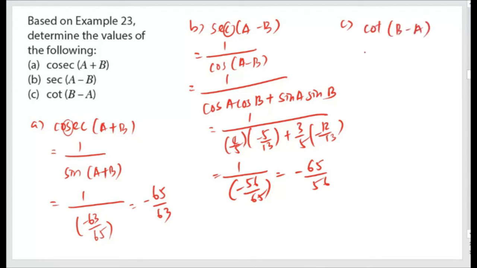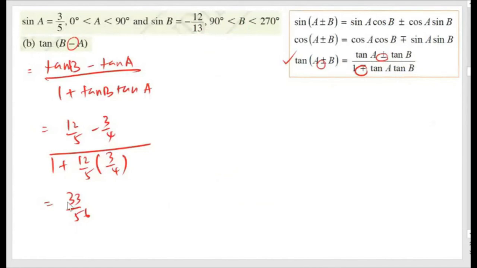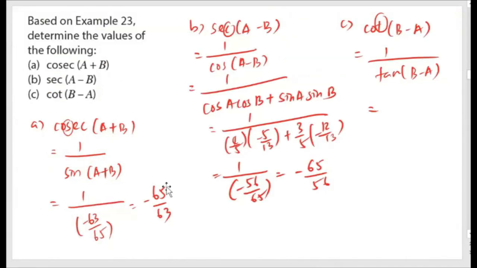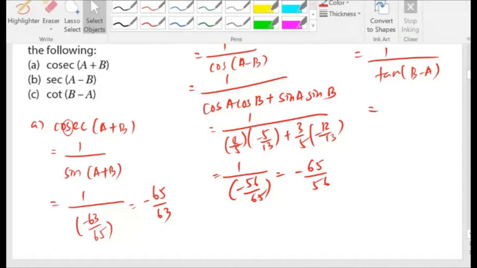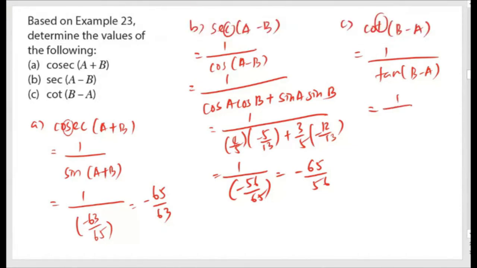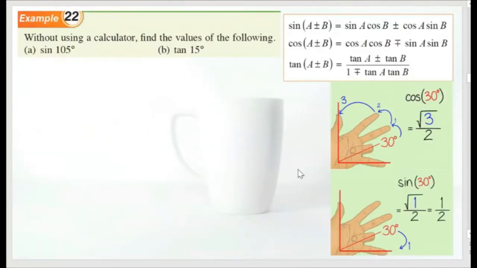Cotangent B minus A. So it's 1 over tangent B minus A. So you have the answer for tangent B minus A already, right? So it's 33 over 56, right? B minus A, 33 over 56. So we just substitute inside. 1 over 33 over 56. The answer is 56 over 33.